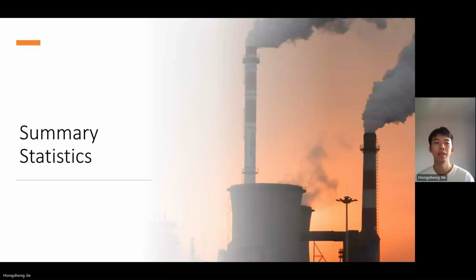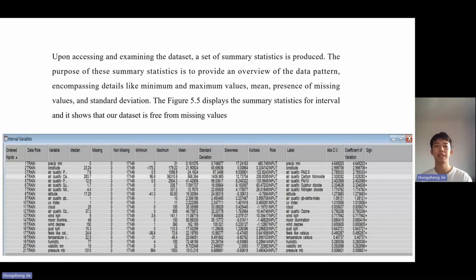Summary statistics. Upon assessing and examining the dataset, a set of summary statistics is produced. The purpose of these summary statistics is to provide an overview of the data pattern, encompassing details like minimal and maximal values, mean, presence of missing values, and standard deviation. Figure 5.5 displays the summary statistics for interval variables, and it shows that our dataset is free from missing values.